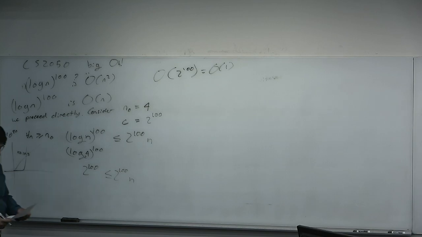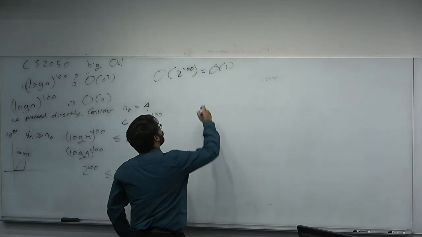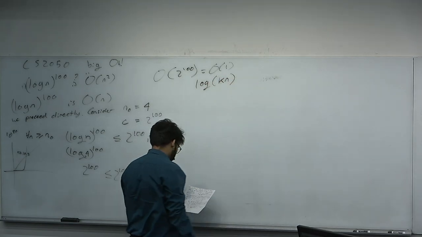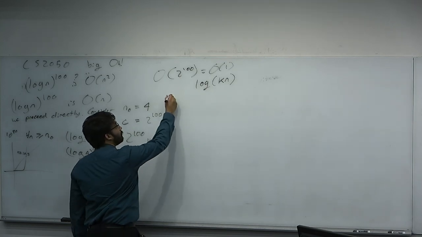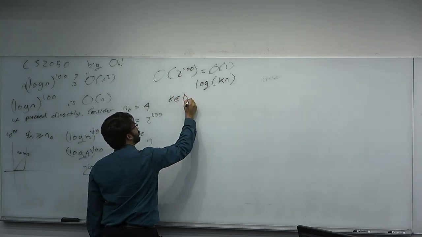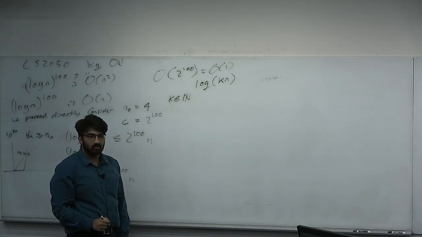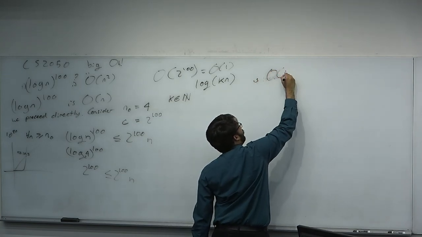Let's do a few more with logs, because logs are always interesting for people. What do we think about log of kn, where k is a constant? Let's even say it's a natural number instead of a real number, but it's true for real numbers. What do we think about log of kn, asymptotically? This is O of log of n. Why?